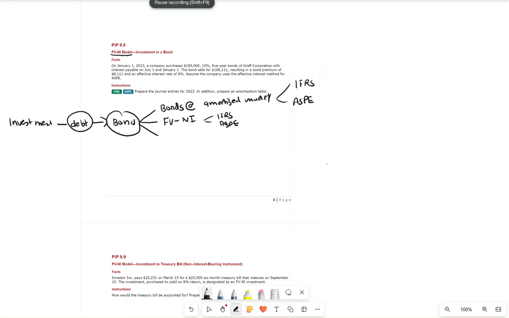Who's going to tell us to record this investment at fair value net income model? Your boss is going to tell you. It's management, what they wanted to decide. In the question, they will tell you this is recorded at a fair value net income model.